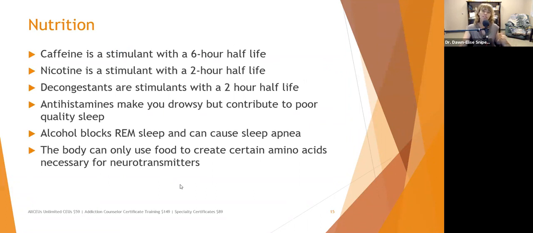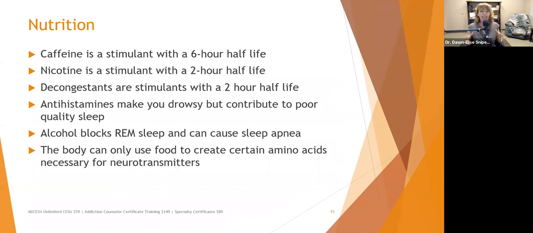Caffeine's a stimulant with a 6 to 8 hour half-life. So what you drink at noon very likely is still in your system up until midnight. Nicotine is a stimulant with a 2-hour half-life. So people who are smoking up until they go to bed still have stimulant in their system for 4 hours after they're trying to get quality sleep. Decongestants also have a 2-hour half-life, and antihistamines can make you drowsy but contribute to poor quality sleep. Alcohol blocks REM sleep.